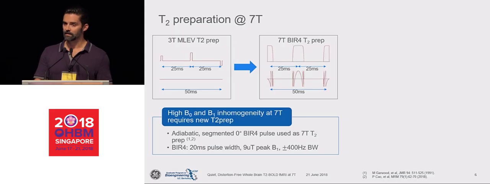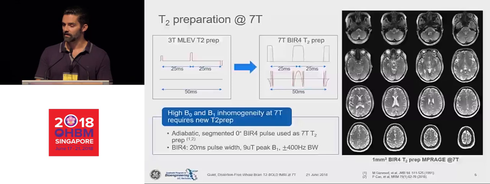It's adiabatic and is segmented, so it allows you to do variable effective TEs. For 7 Tesla, we've chosen 50 milliseconds. And if we take a look at the kind of contrast you can achieve with this pulse, we used it in a T2 prepped MP-RAGE at 7 Tesla. You can see the contrast is actually very flat throughout the entire brain. There are no RF artifacts above the temporal lobes or the sinus or the cerebellum, which are typically problematic at 7 Tesla.